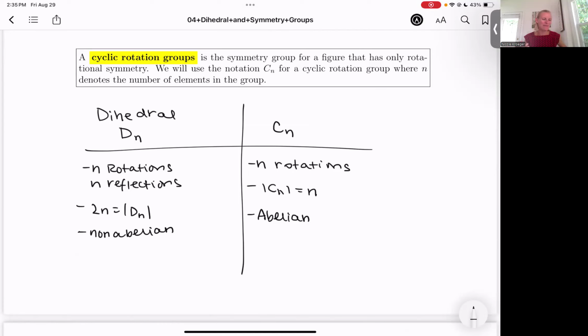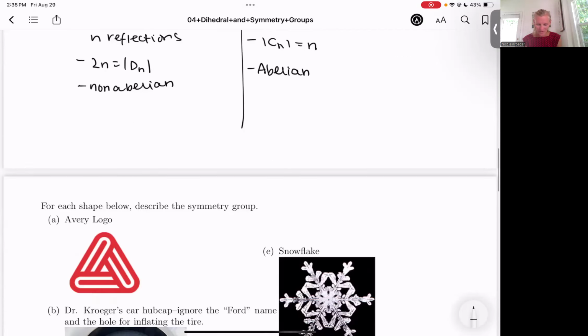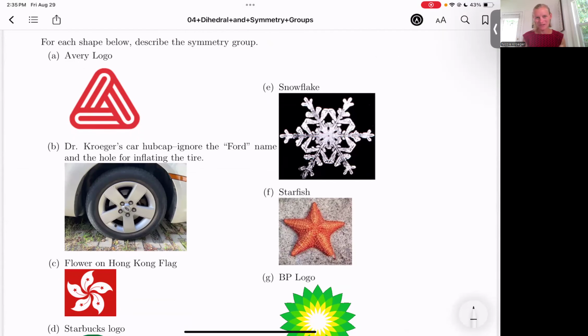Okay, so we have two different types of symmetry groups here. There's a lot of things in nature or logos and things like that that pop up that have symmetry groups that are either a dihedral group or a cyclic group. So it's kind of fun to look at these. Once you start seeing some examples, then you'll see them all over the place, I promise. So look at these, and I'll actually have you do a project where you look for these in your real life. So this one's the Avery logo, Avery Paper Supplies. So think about what symmetries the shape has. Try and look at these shapes and see if you can think of what symmetries they have before I talk through them.